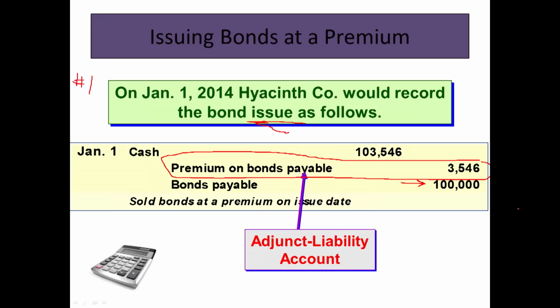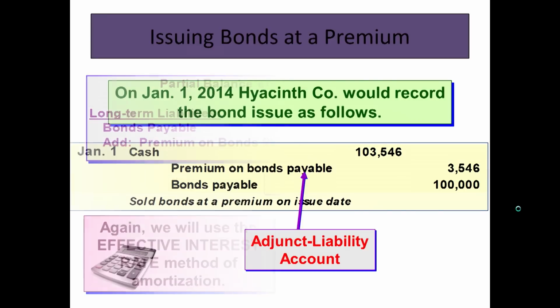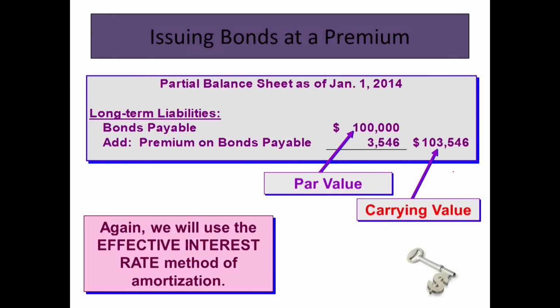Now, how does this look on the balance sheet at issuance date? Remember how for a bond sold at a discount, we subtracted the discount, since it was a contra liability? With a premium, since it's an adjunct liability, we add it. So you've got your bonds payable of $100,000 plus your premium equals your bond carrying value. You with me? It's just kind of like holding a mirror up to what we did with the discount. And again, we're going to use the effective interest rate method in this class. We don't use the straight line method.